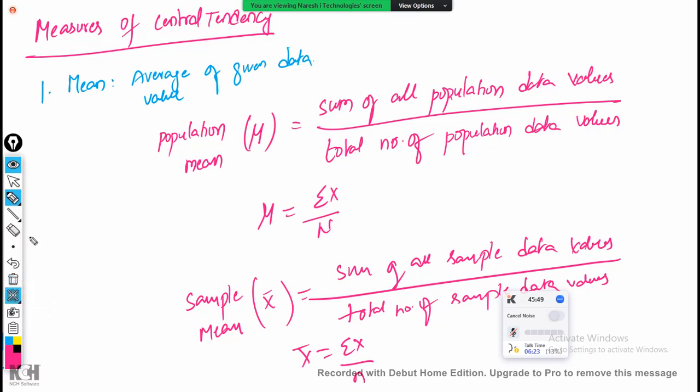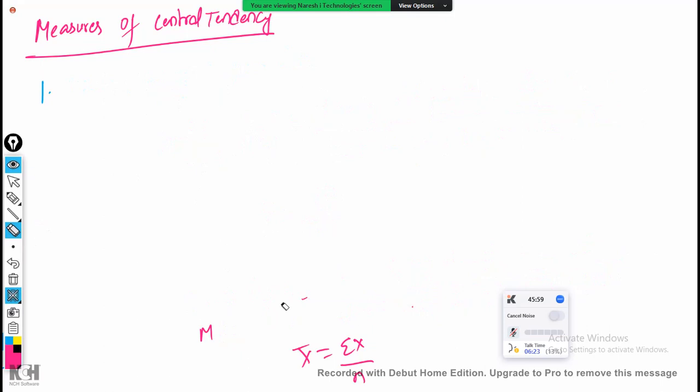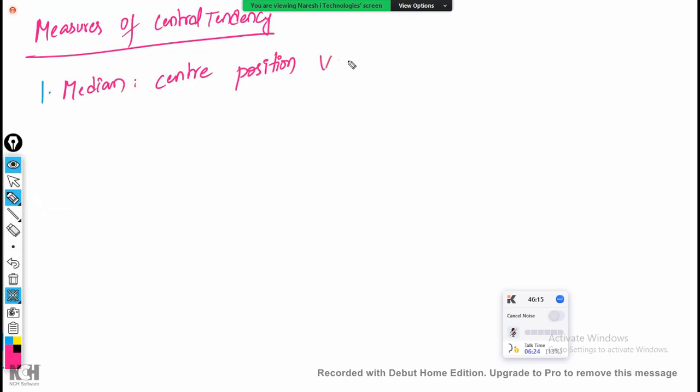Next, in the measures of central tendency, the second one is called median. Once the mean is completed, the second one is median. Median means the center position value, whichever value is in the center position, of an ordered data. First, you have to put the given data in proper order. In that order, whatever the center value is, that value is the median value.